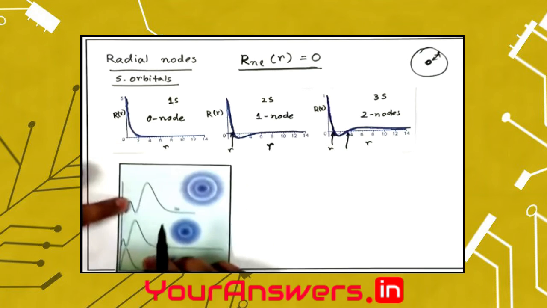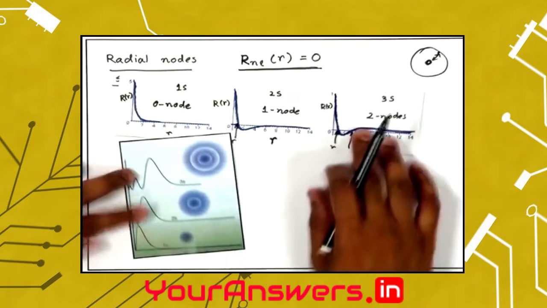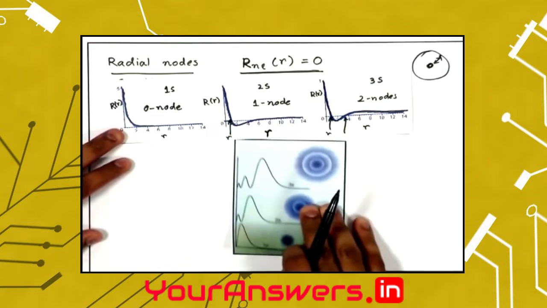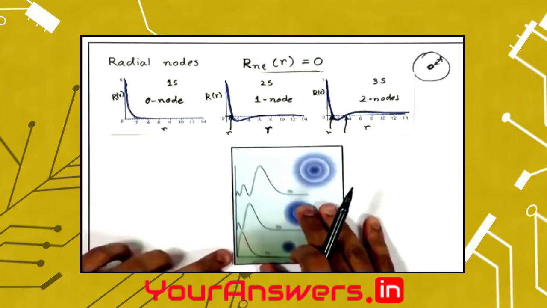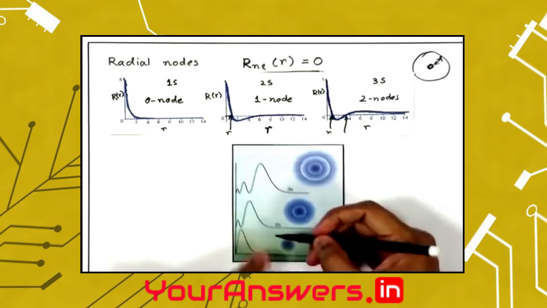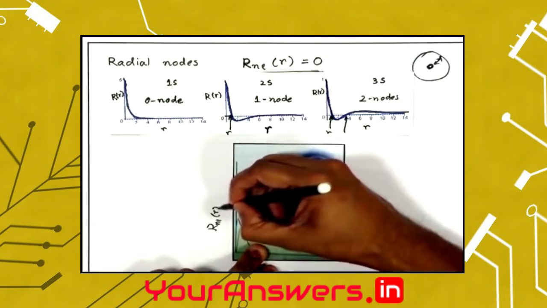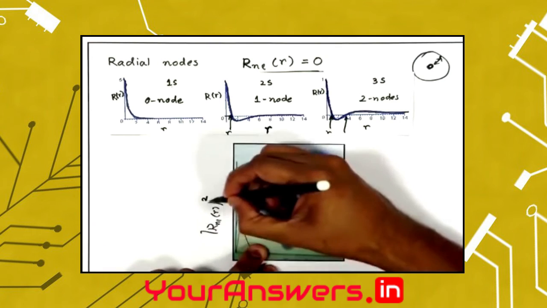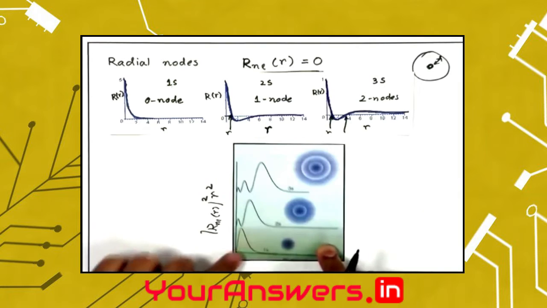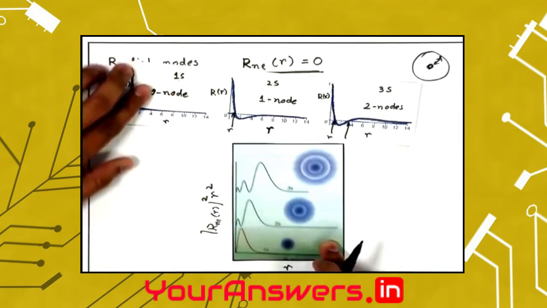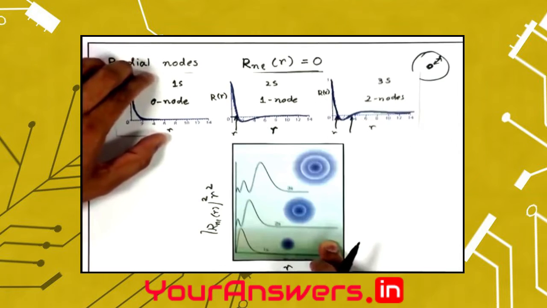I can show that in another way. What I am plotting here in this picture is, on the y axis, R_nl squared multiplied by r squared, and on the x axis you have the distance. This is called the radial distribution function.